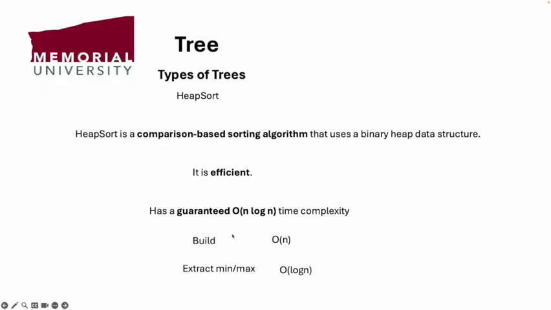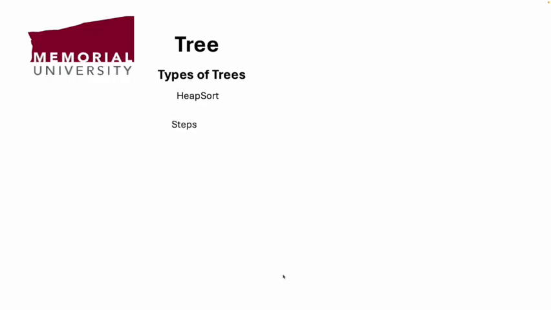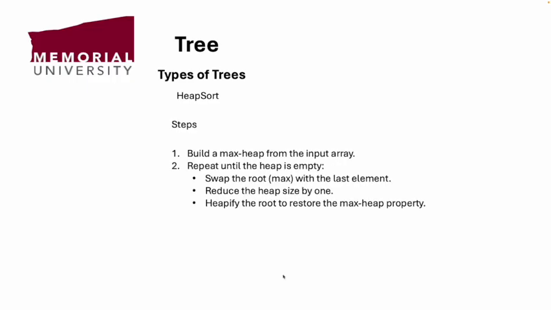So why n times log n? Because build is big O of n, and then each extract is big O of log n. That's why it's a guaranteed n times log n complexity for sorting. Steps: build a maximum heap from the input array, then repeat until the heap is empty. How do we do that? Swap the root max with the last element, reduce the heap size by 1, and heapify the root to restore the max heap properties.